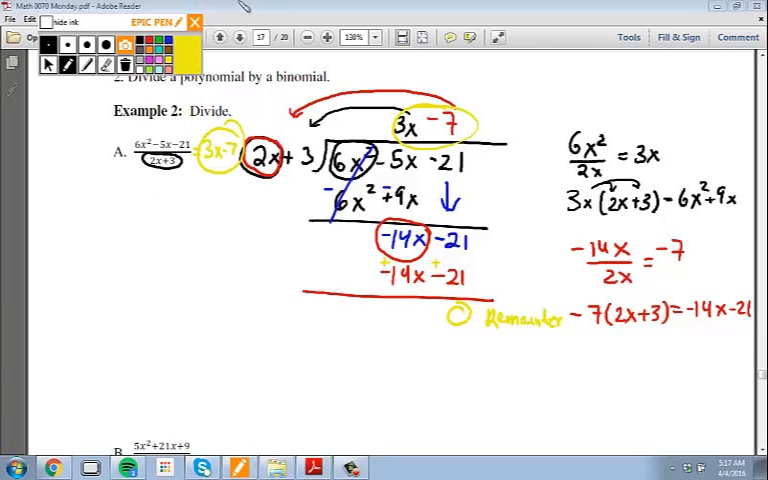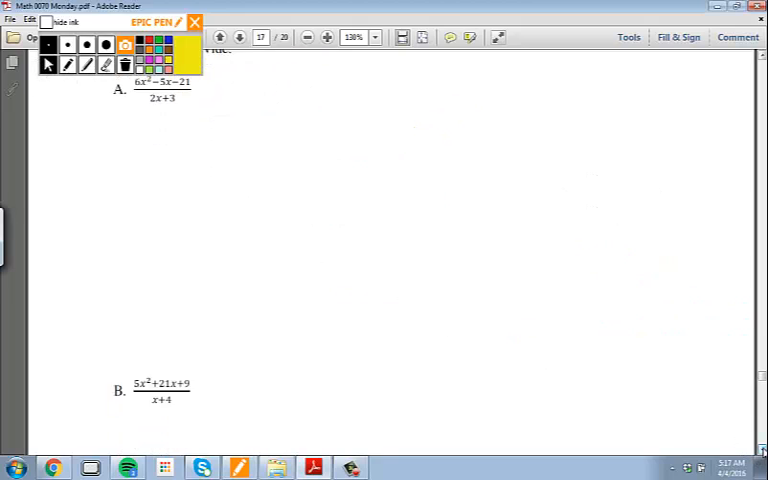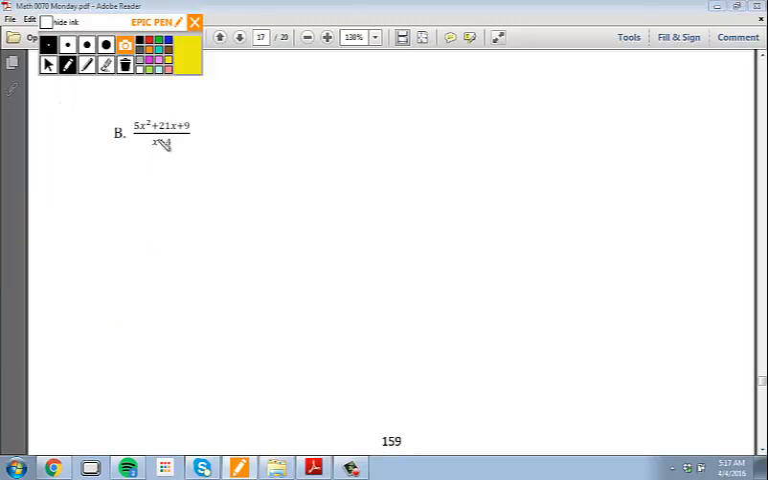Alright, so this might take a little bit of getting used to, but I have great news. That wasn't the only one of these that we're going to do. I would like to show you another one here. So 5x squared plus 21x plus 9 divided by a binomial, x plus 4. So again, because it's a binomial and not a monomial, we're going to need long division.